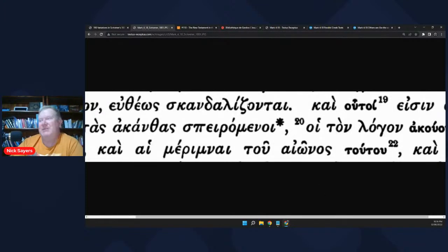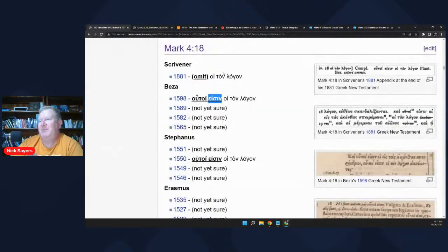But what we're looking at is just the differences between the text of Beza and Scrivener's 1881, according to what the King James translators chose. And so here we have the asterisk. The asterisk points to that it's an omission. Okay, so he's omitted some words here. So these are these words here.